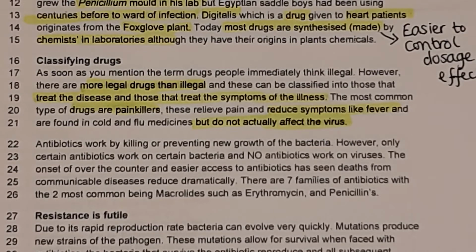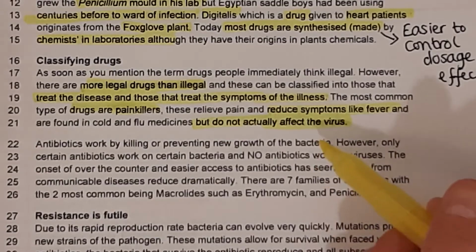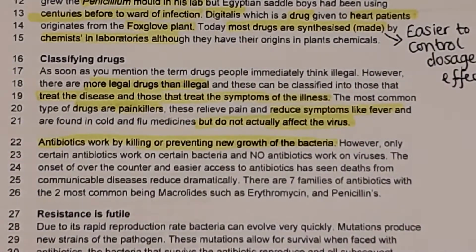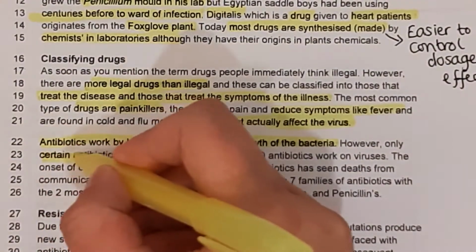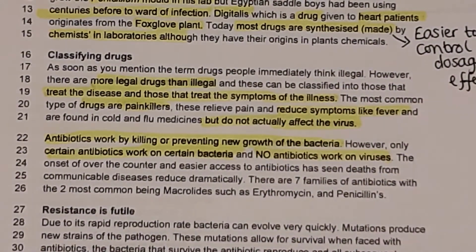Antibiotics work by killing or preventing the new growth of bacteria. It's really important that we have antibiotics, otherwise when we get a bacterial infection, it's going to potentially kill us. Now, only certain antibiotics work on certain bacteria, and no antibiotics work on viruses. So if you have the flu virus or the cold virus, there is no point in you taking antibiotics because it won't do anything on your virus.